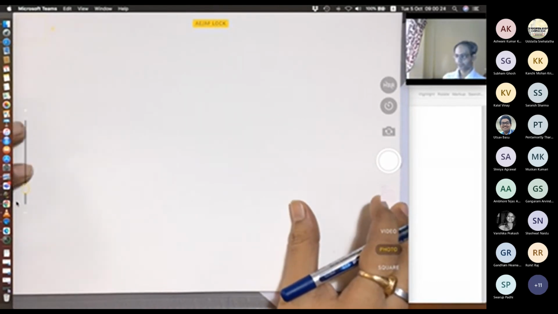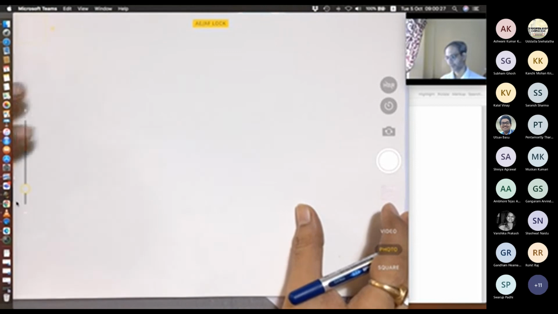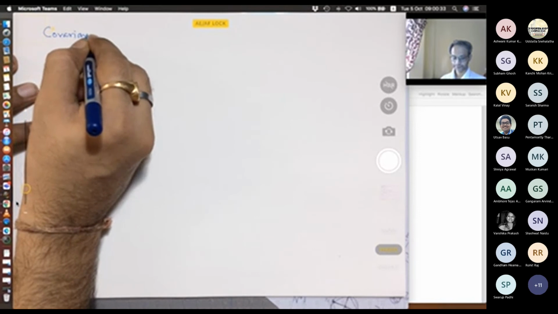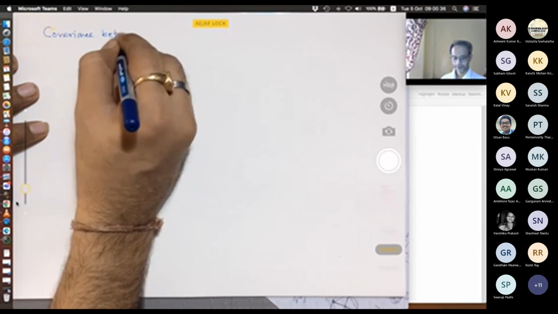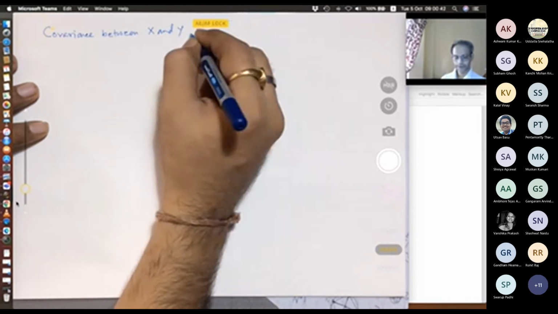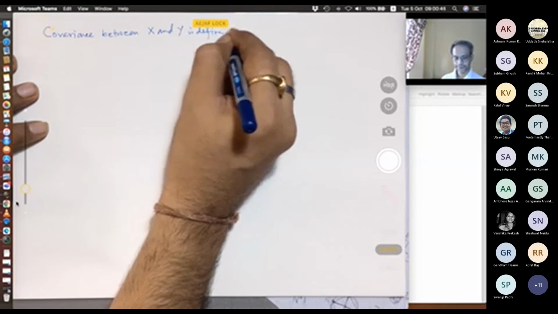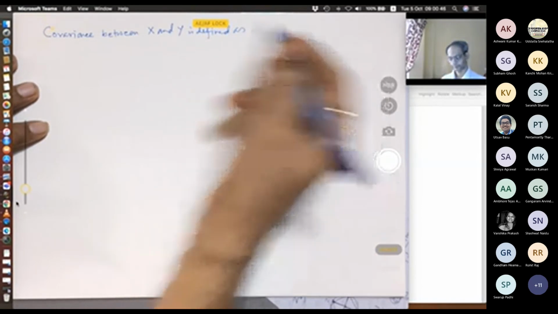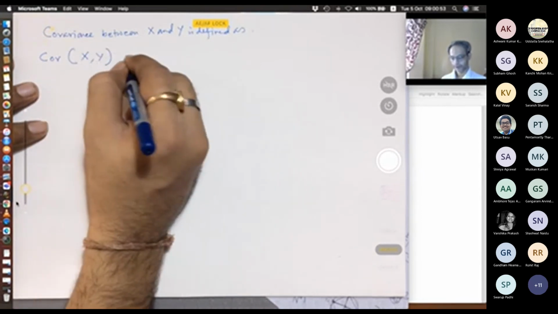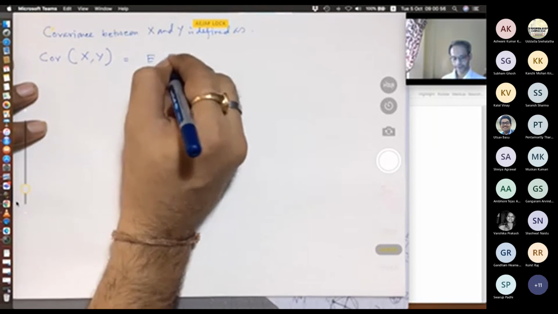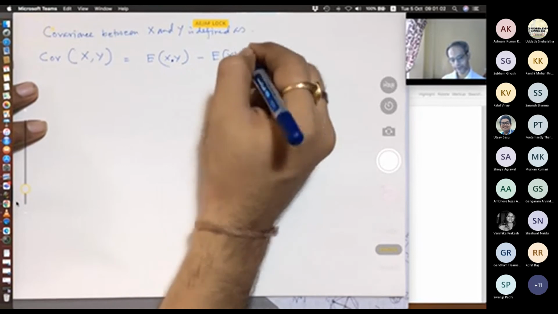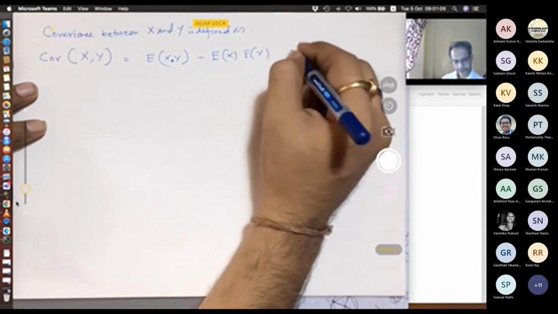Okay, so covariance between X and Y. Here another game, new game starts. The covariance between X and Y is defined as, in this way it is written, Cov(X,Y) is expectation of X into Y minus expectation of X into expectation of Y, if exists.